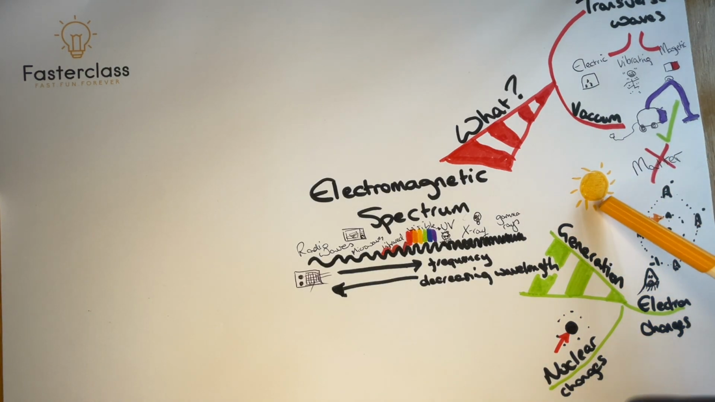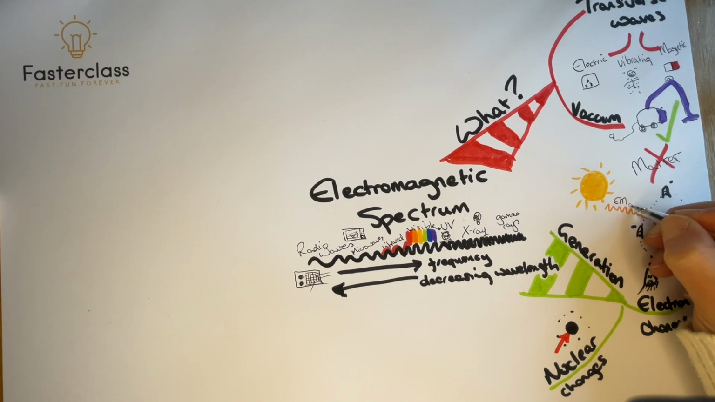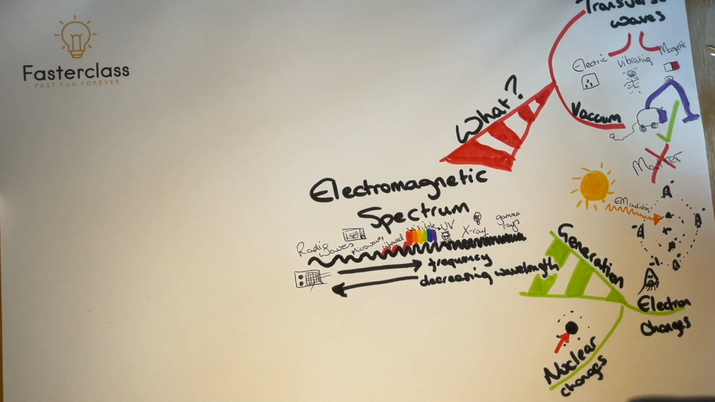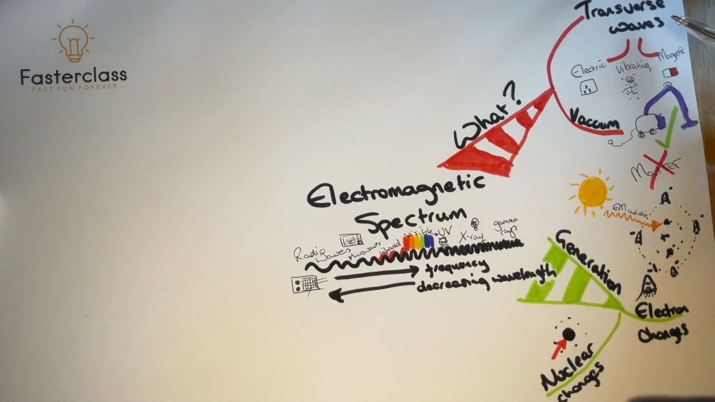So we've got electromagnetic radiation. It's coming in from our sunshine. Apologies, I've lost my pen. Here it is. So we'll shorten it: EM radiation or EM waves, same thing. What are they? Transverse waves.